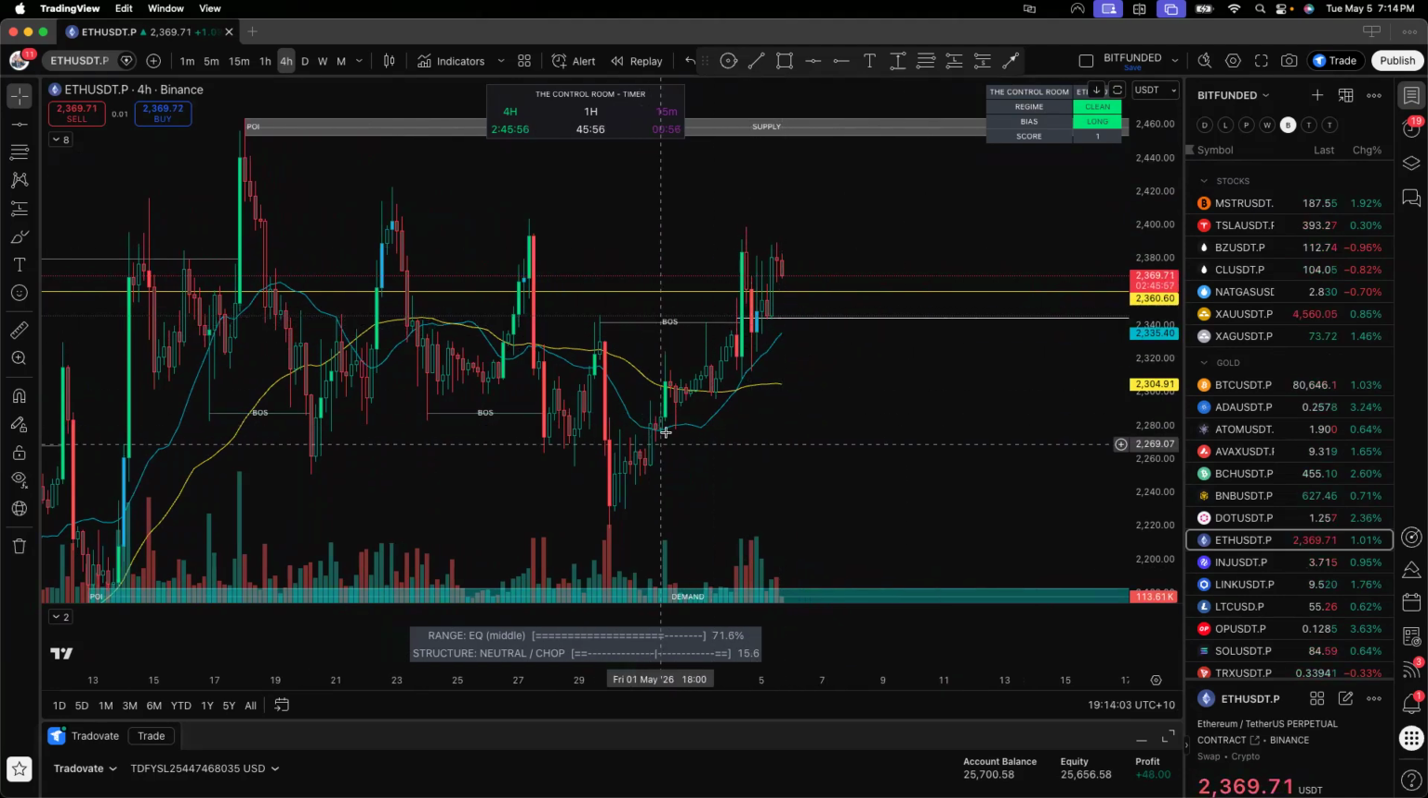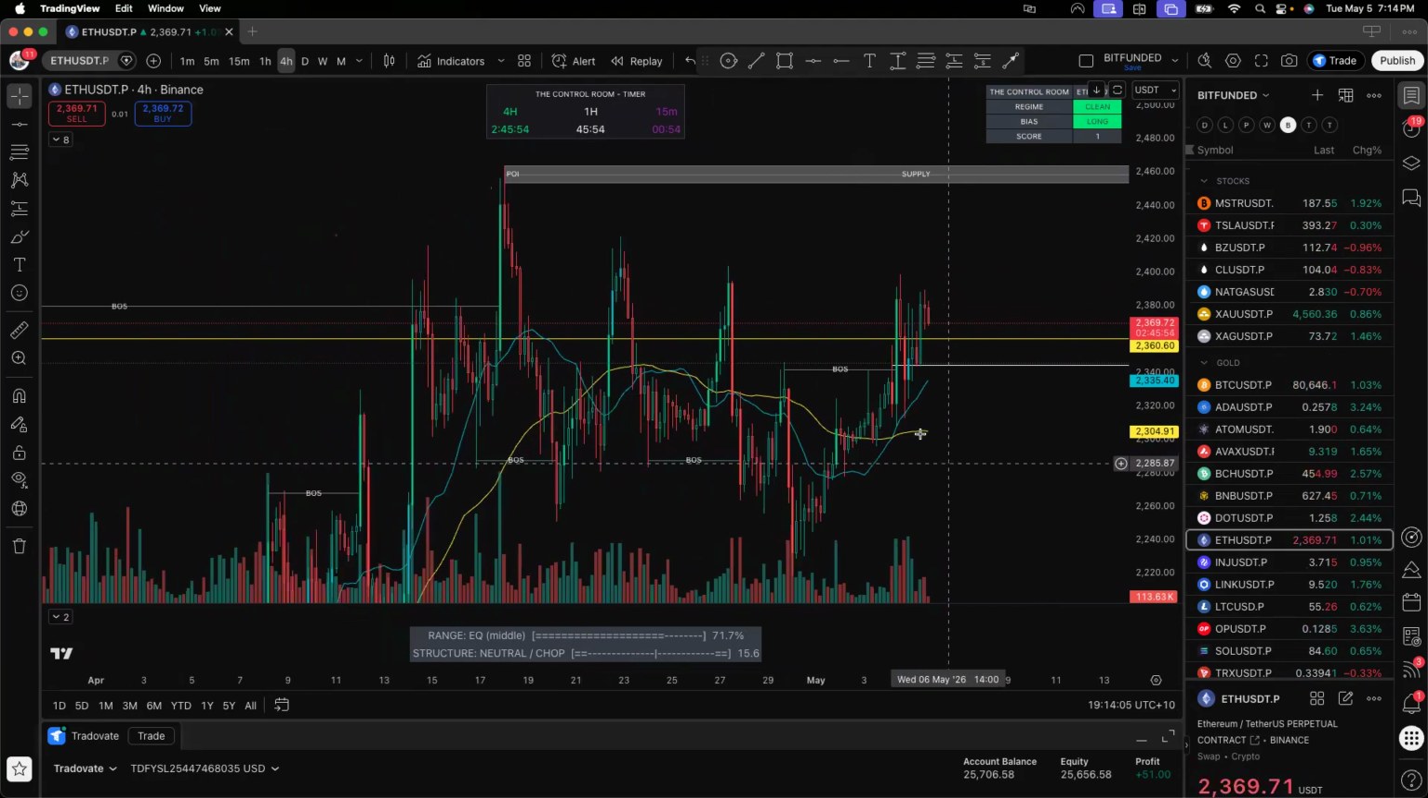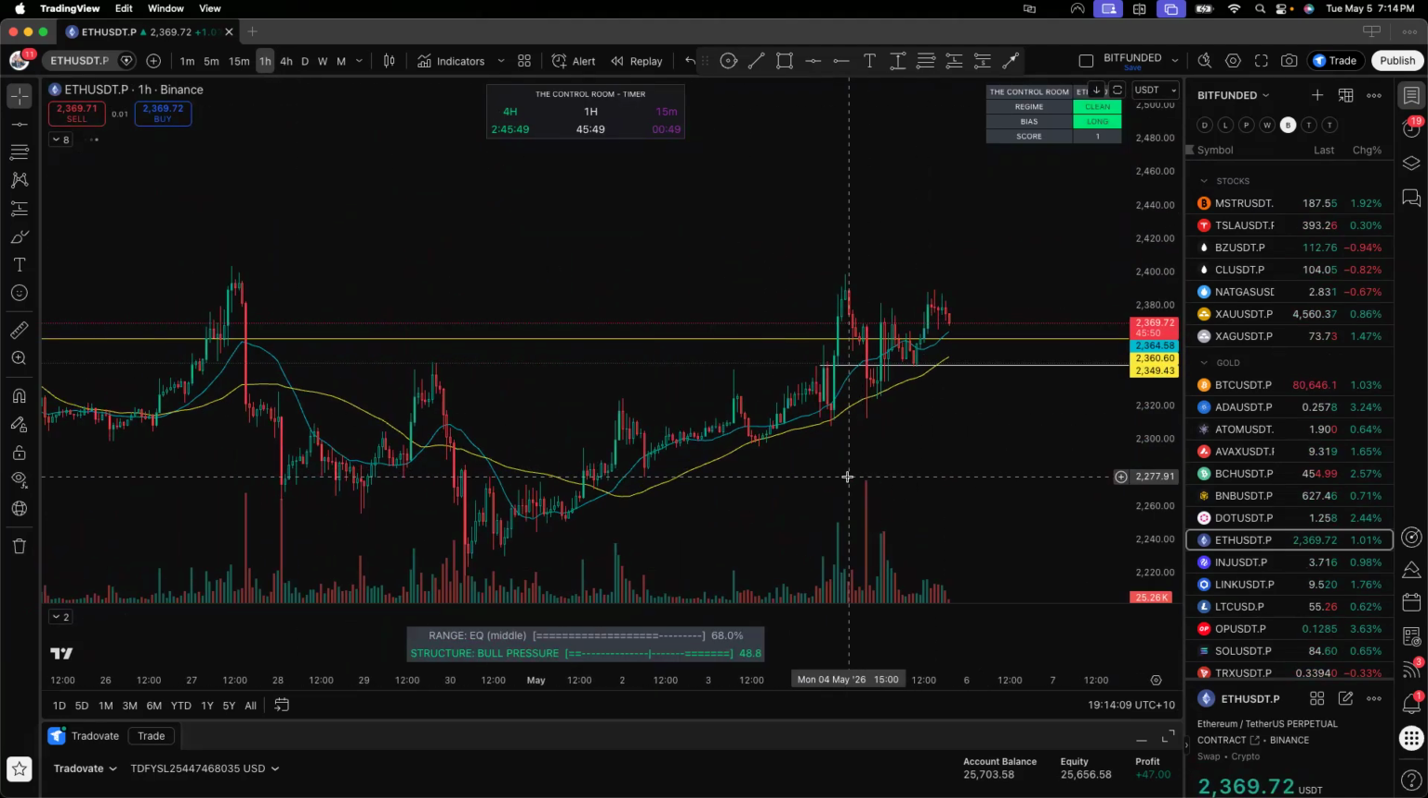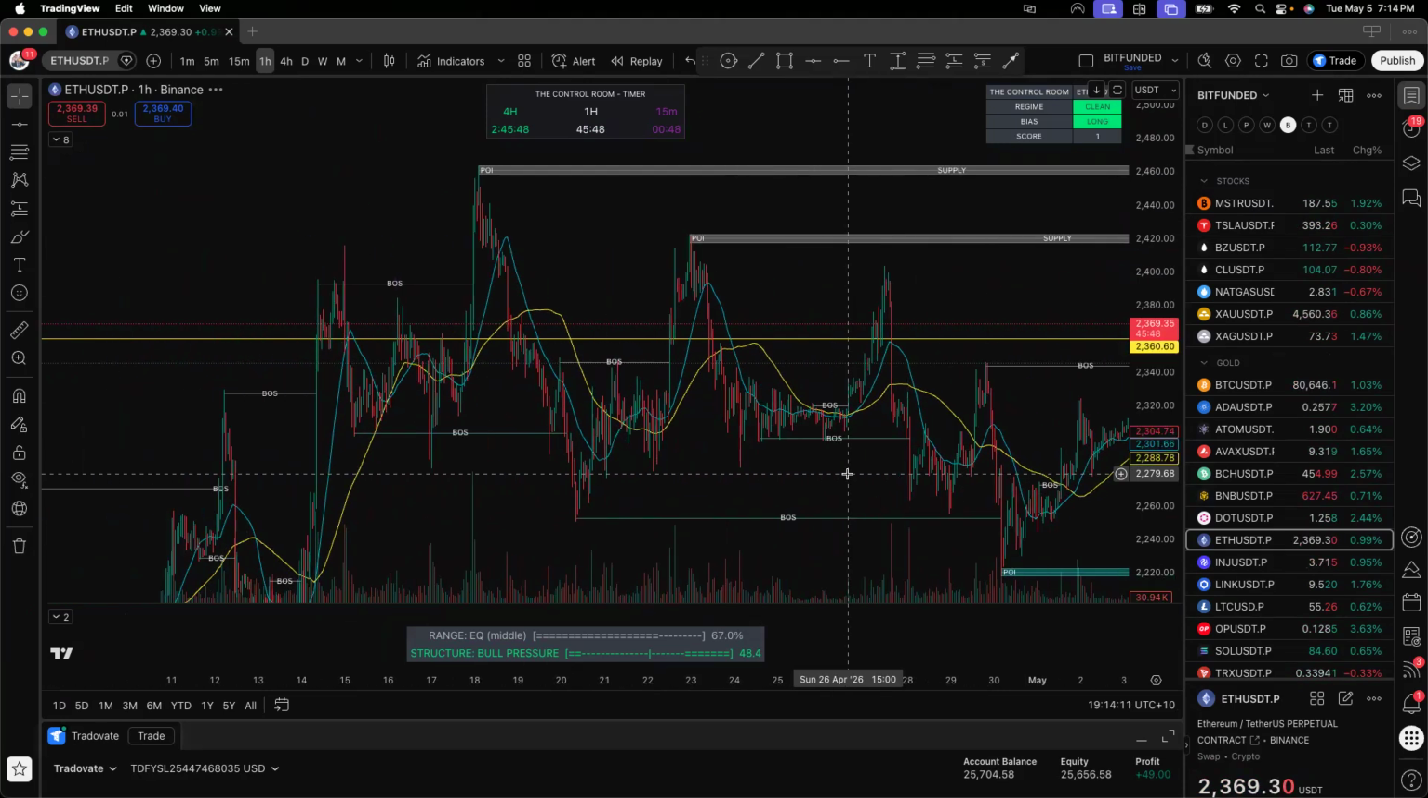Vectors have been reclaimed. There's no vectors in this leg. But in saying that, there's no vectors in this leg either. Have a look at the 1 hour for the vectors above, if there's anything.